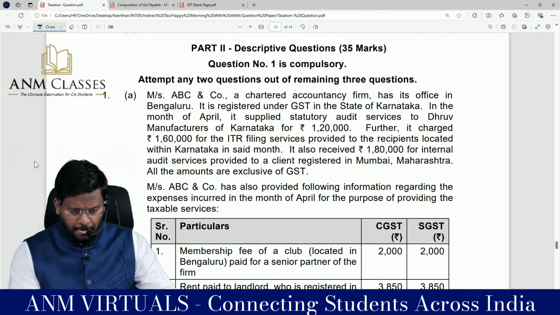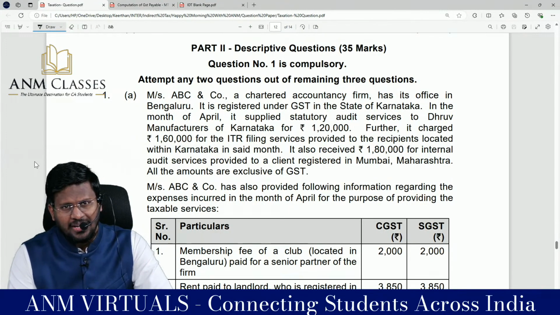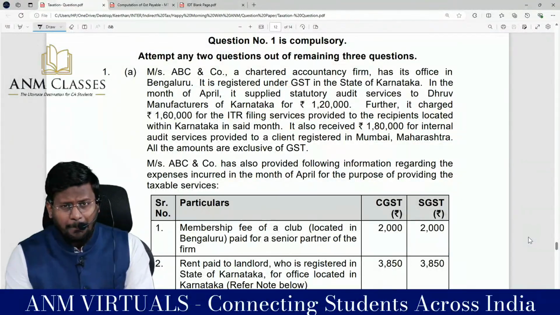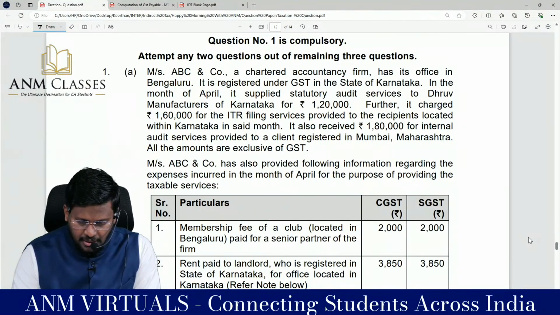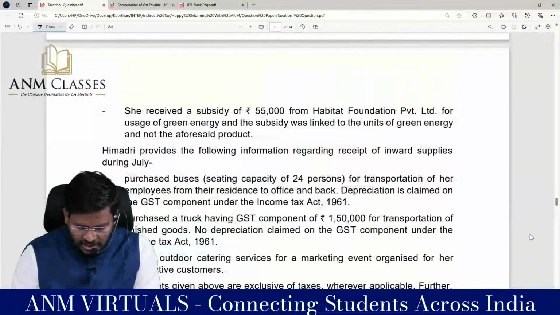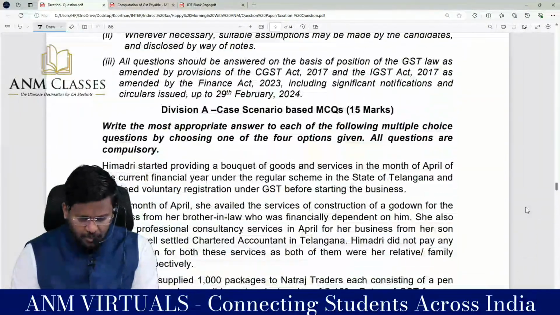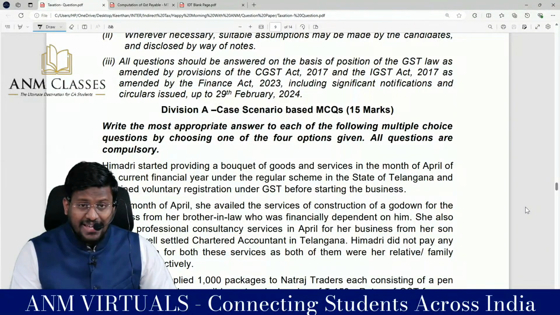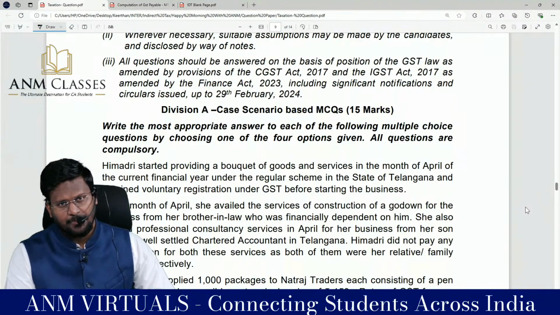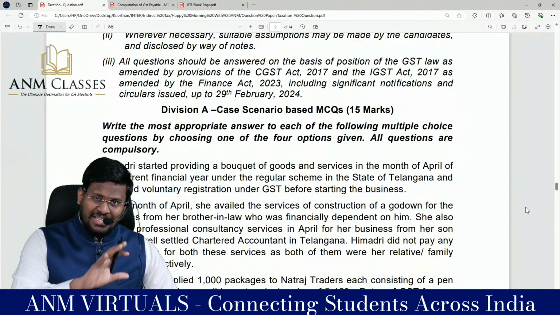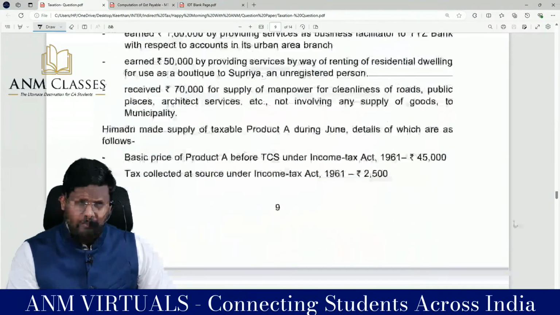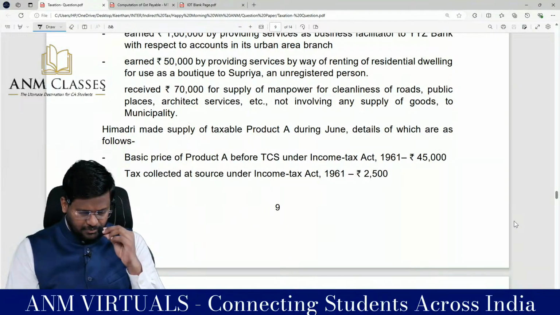So we are doing MTP discussion of Indirect Tax for the September examination. If you know the pattern of the questions in MTP, first they ask case scenarios. My dear lovable students, they will give a case scenario. A case scenario based MCQ comes for 15 marks in the examination. It is like an integrated question, which tests the majority of the areas of the subject.